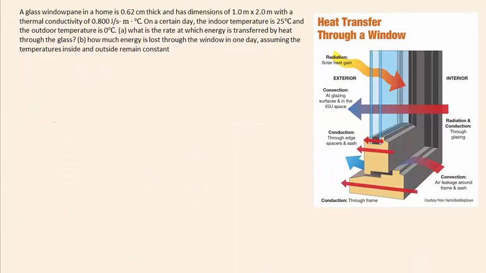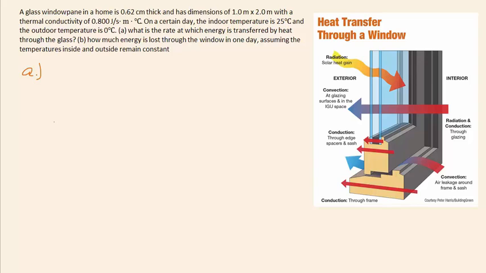So if we look at our first example, we have a glass window pane in a home that has a thickness of 0.62 centimeters and dimensions of 1 meter by 2 meters, with a thermal conductivity of 0.8. On a certain day the indoor temperature is 25 degrees Celsius and the outdoor temperature is 0 degrees Celsius. What is the rate at which energy is transferred by heat through the glass? So in part A, we're asked to find how much energy is going to be lost through the window pane. So we summarize the information we're given.